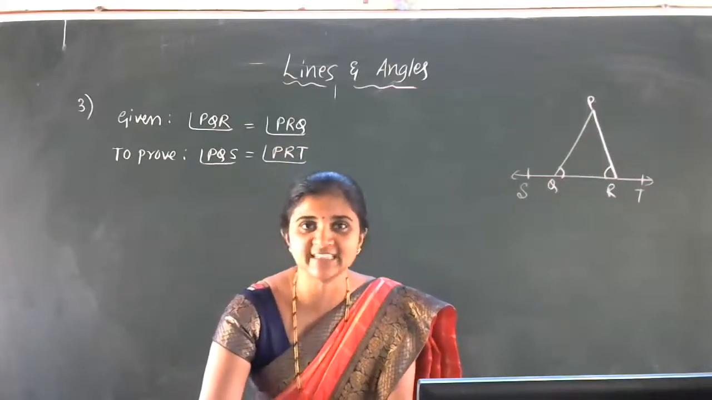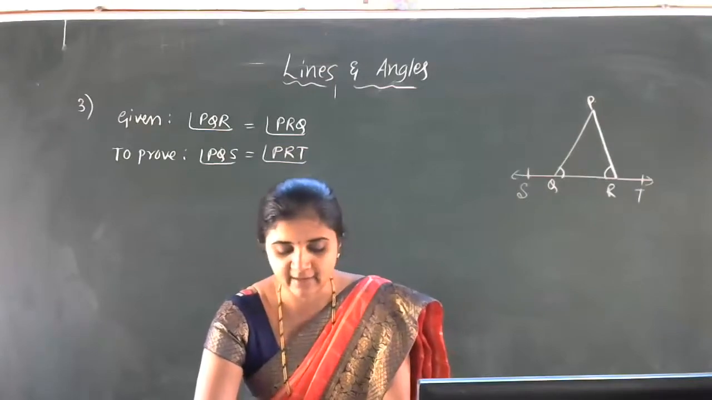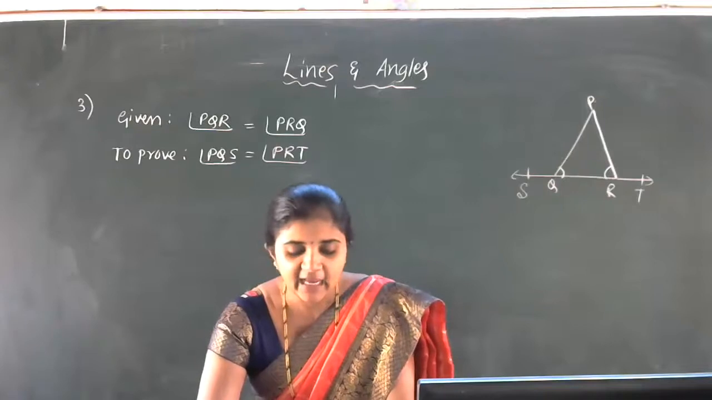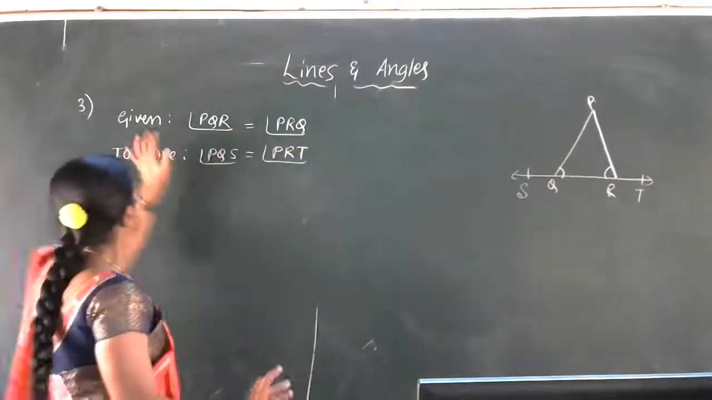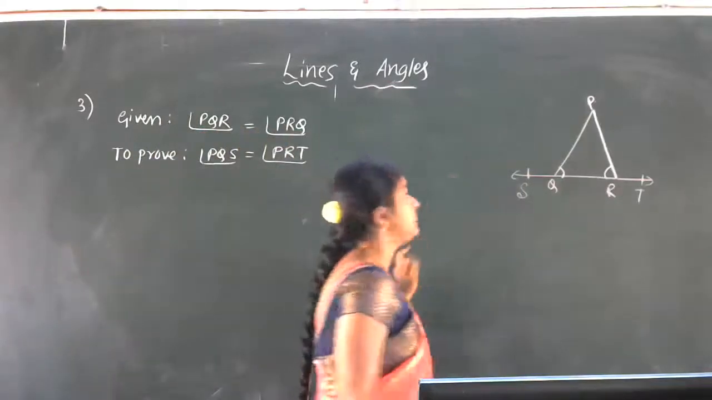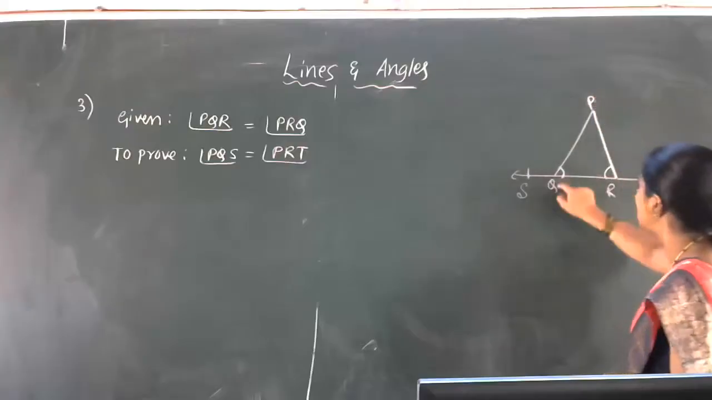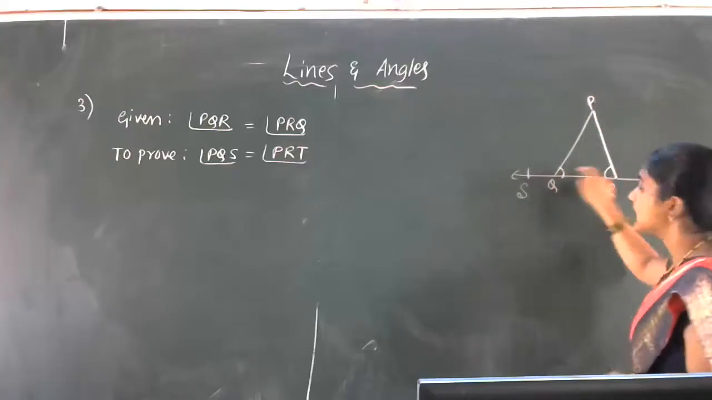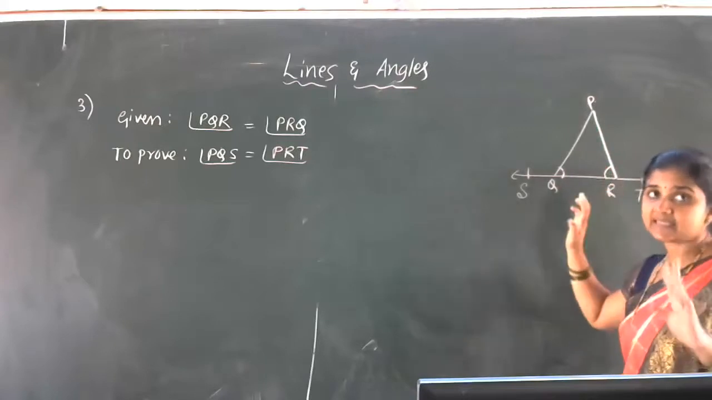One data is given. That is, angle PQR is equal to angle PRQ. Then prove that angle PQS is equal to angle PRT. See the diagram: PQR is equal to PRQ. It means these two angles are equal. That is given actually.